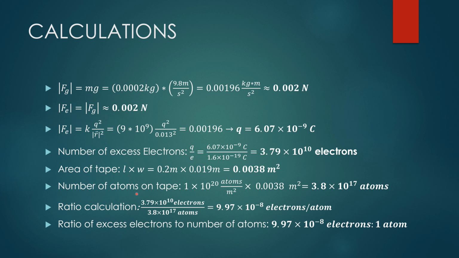Next, to find the number of atoms on the tape, we found the area of the tape, and then we also found the number of atoms per square meter and multiplied the two to get 3.8 times 10 to the 17th atoms. Then finally, we found the ratio by dividing the two to get 9.97 times 10 to the negative 8 electrons per one atom.